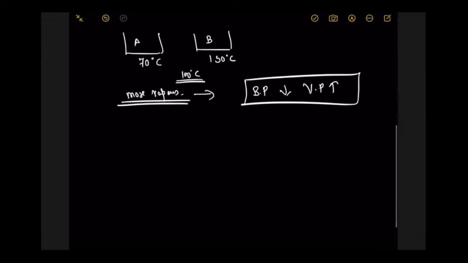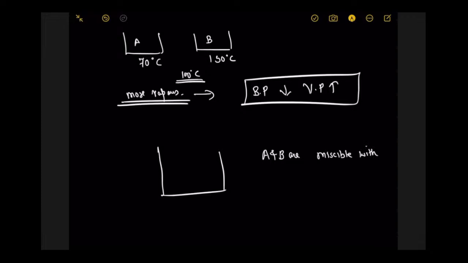So we will do one example. In an evaporator, you have a container in which A and B are miscible with each other, and A is volatile and B is non-volatile.